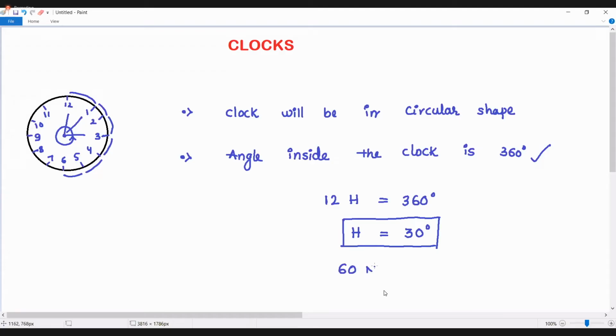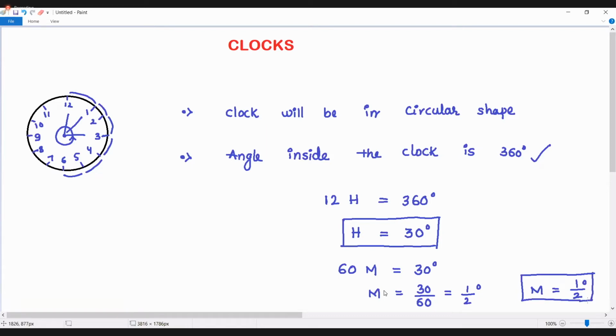And if you convert hours into minutes, what is 1 hour in terms of minutes? 1 hour we can write as 60 minutes. 60 minutes will be equal to 30 degrees. So what is 1 minute from this? 1 minute will be equal to 30 by 60, which is half a degree. So 1 hour will make 30 degrees as a tilt, and 1 minute will make half a degree as a tilt.